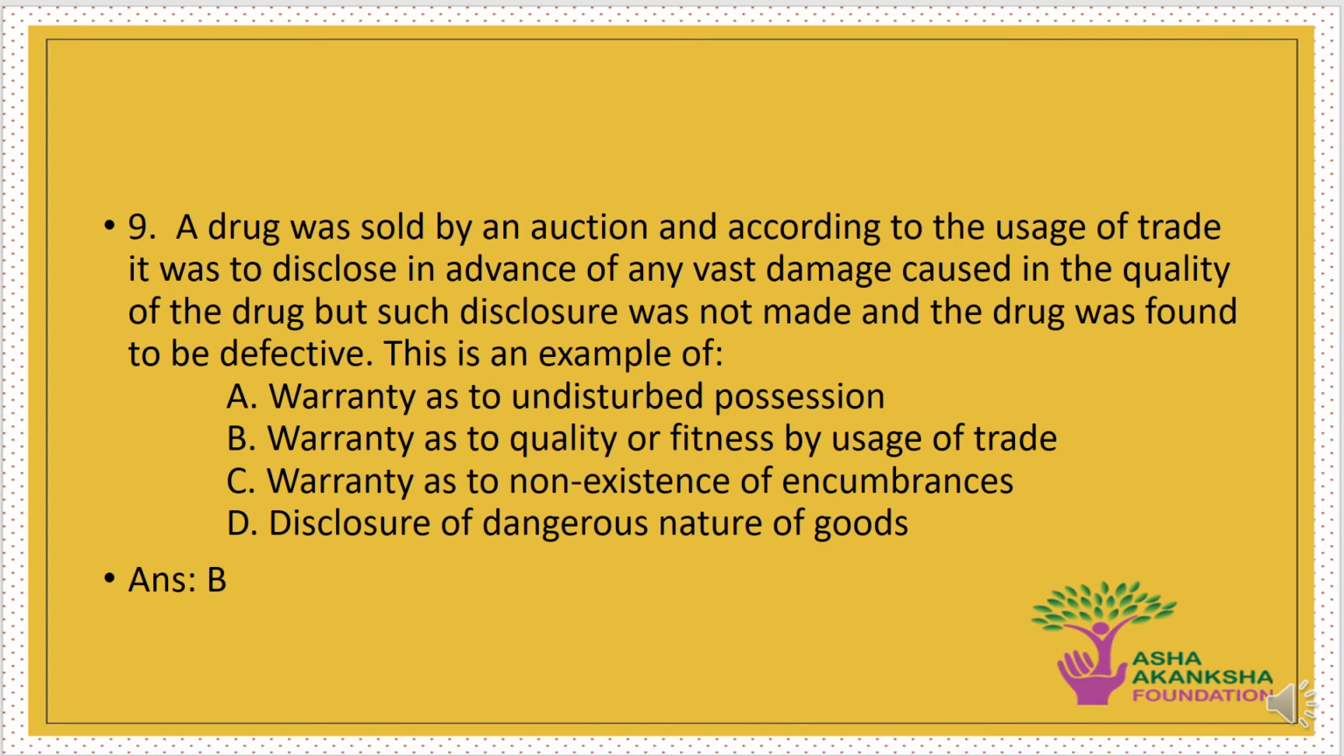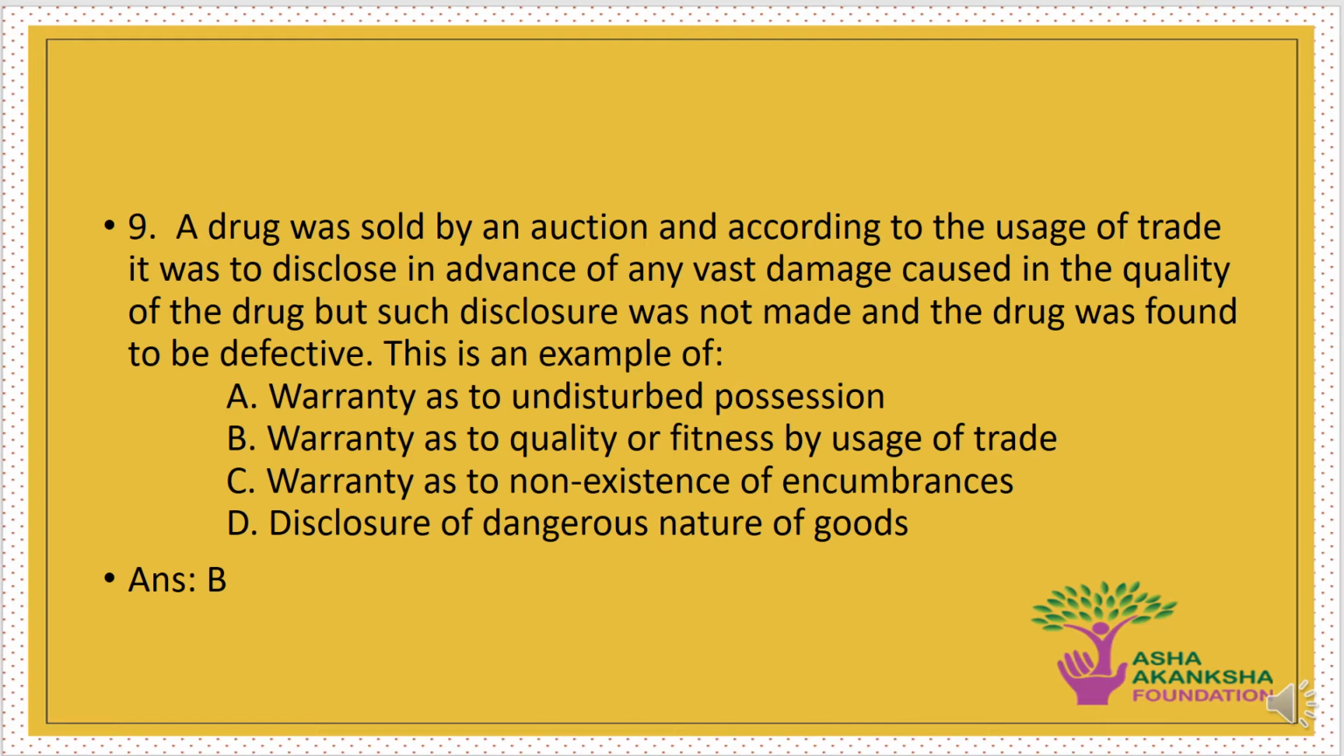The next question is: a drug was sold by an auction, and according to the usage of trade, it was disclosed in advance of any vast damage caused in quality of the drug, but such disclosure was not made and the drug was found to be defective. This is an example of which of the following?